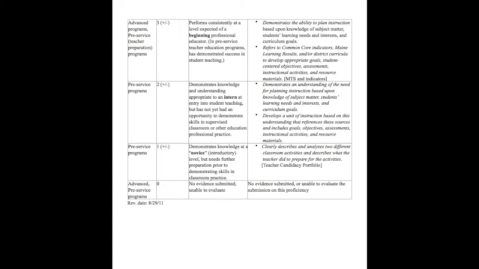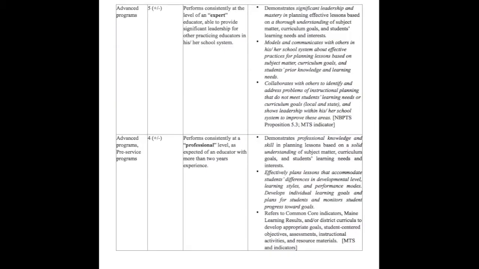The upper range of the scale, levels 4 to 6, generally applies to our advanced degree programs where students have more than 2 years of experience in their professional roles. This range tracks students from the professional level to expert and distinguished levels.